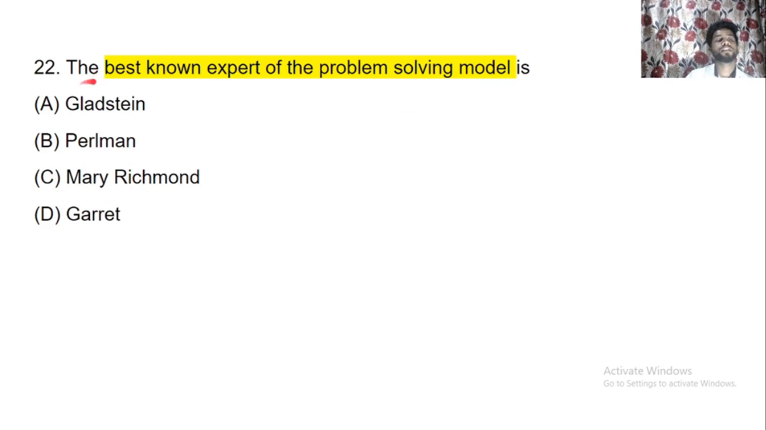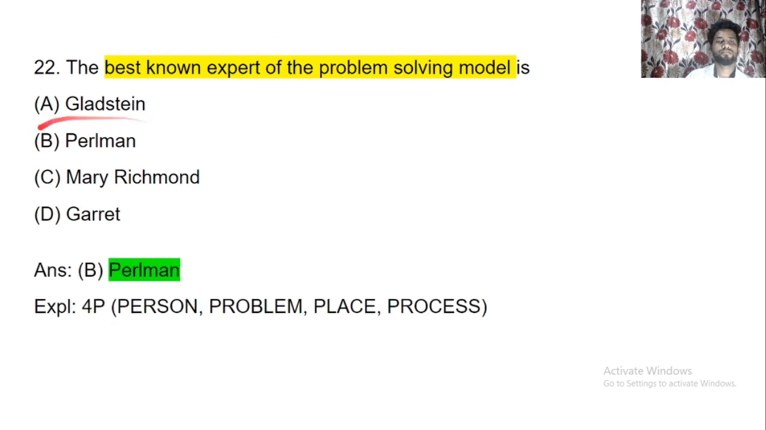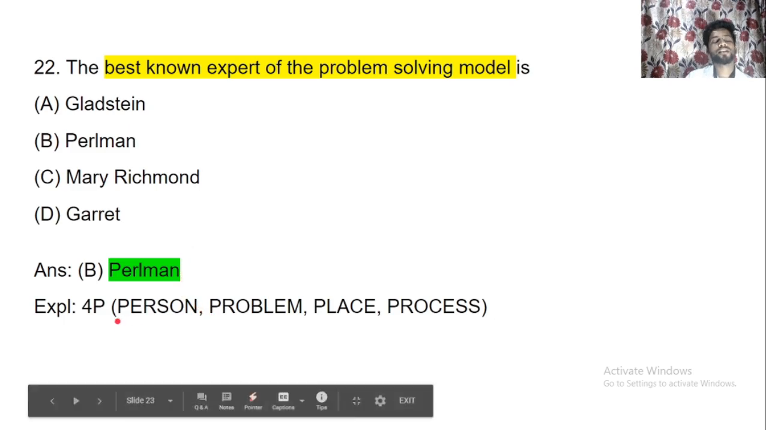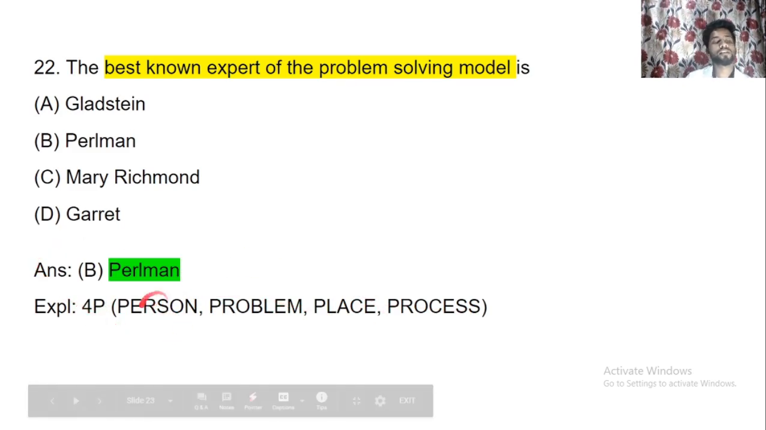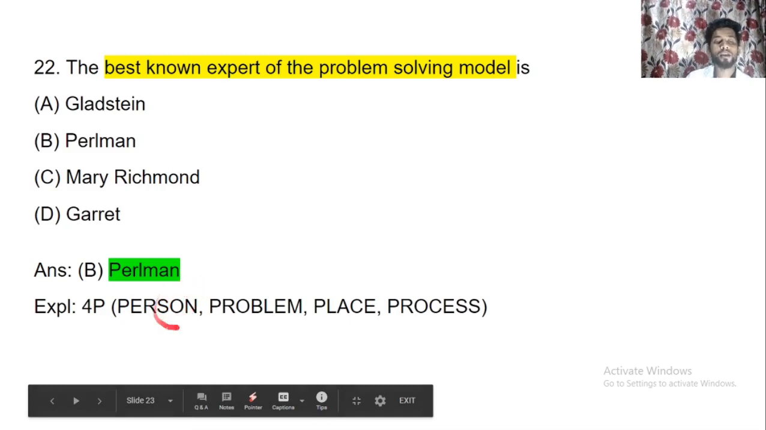Now the next question: the best known expert of the problem solving model is Pullman. We all know that Pullman was best known for the problem solving model, and he gave the 4Ps: a person with a problem comes to a place under a process. Whenever a person feels a problem, he comes to a social worker, meaning the client has an issue. Place means where the social worker is working, and under the process the social worker applies everything learned, this learning and knowledge, towards solving the problem.